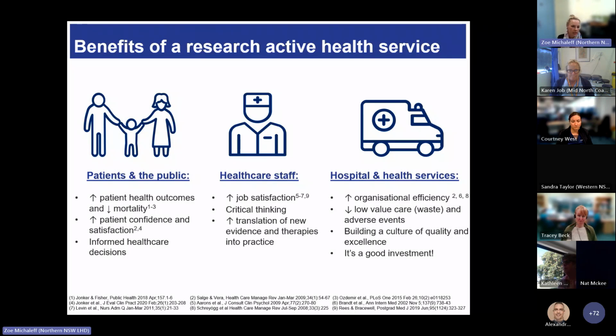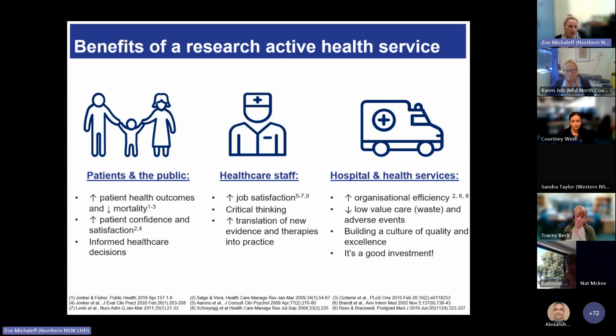So specifically for patients and the public, we're talking about improvements in patients' health outcomes and reductions in mortality, improvements in patients' confidence and satisfaction with their care, and overall, patients are becoming more informed about their healthcare and able to make decisions, so they're becoming more empowered.